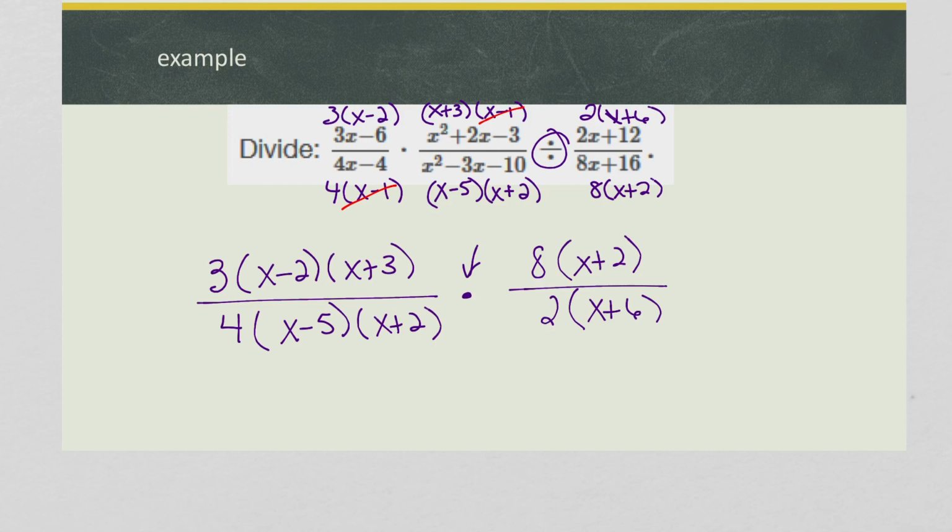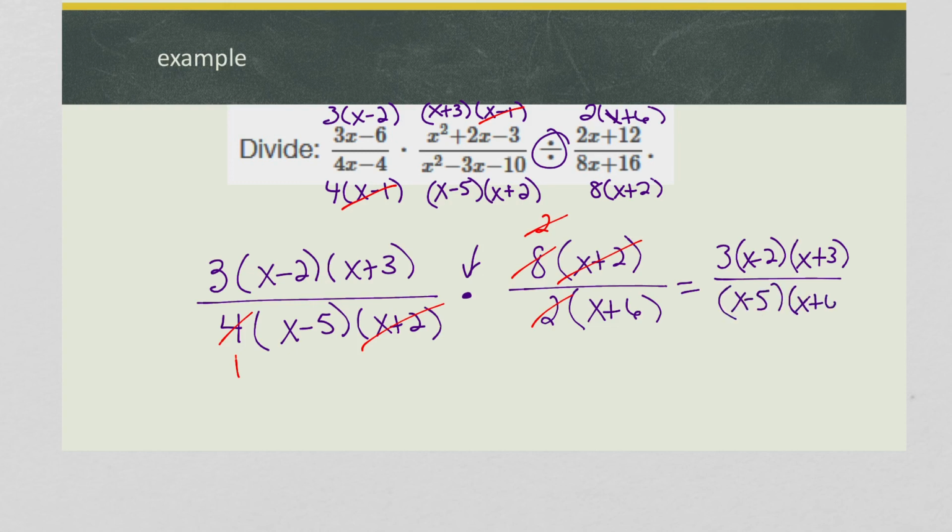All right, let's see here. x plus 2, that can go away. The 4 and the 8. Now these 2's can. What else? I don't think anything else. I think we're done. All right, so what are we left with? In the numerator, we're left with a 3. We're left with an x minus 2. We're left with an x plus 3. In the denominator, we are left with x minus 5 and x plus 6. And I believe that's it. I think that's all we can do.